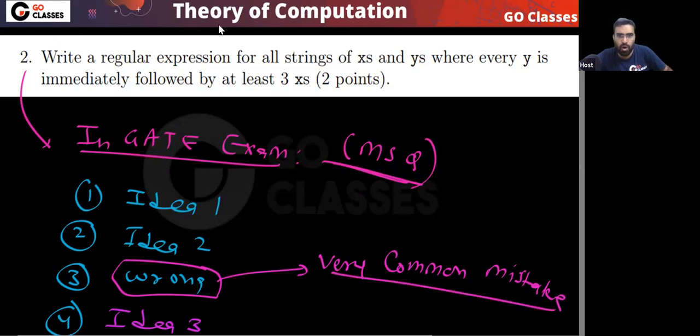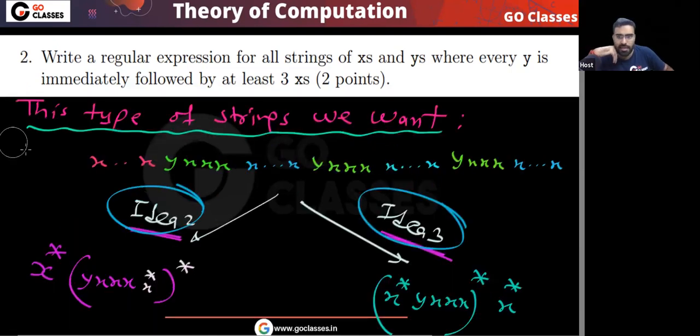Can anyone tell me what is the common mistake people will do? See, people can make this common mistake. In the idea number 3, at the end, they can forget this x star. See, in the idea number 3, people can forget this star at the end.